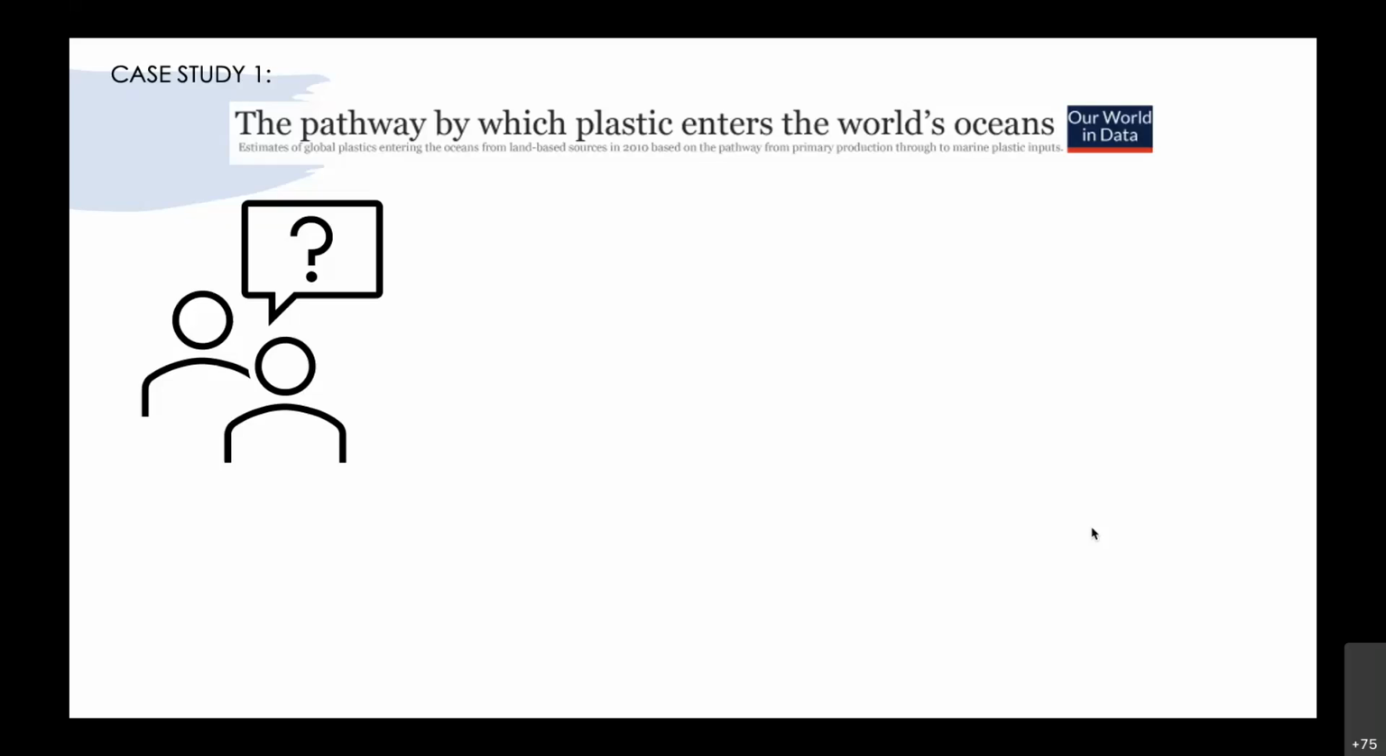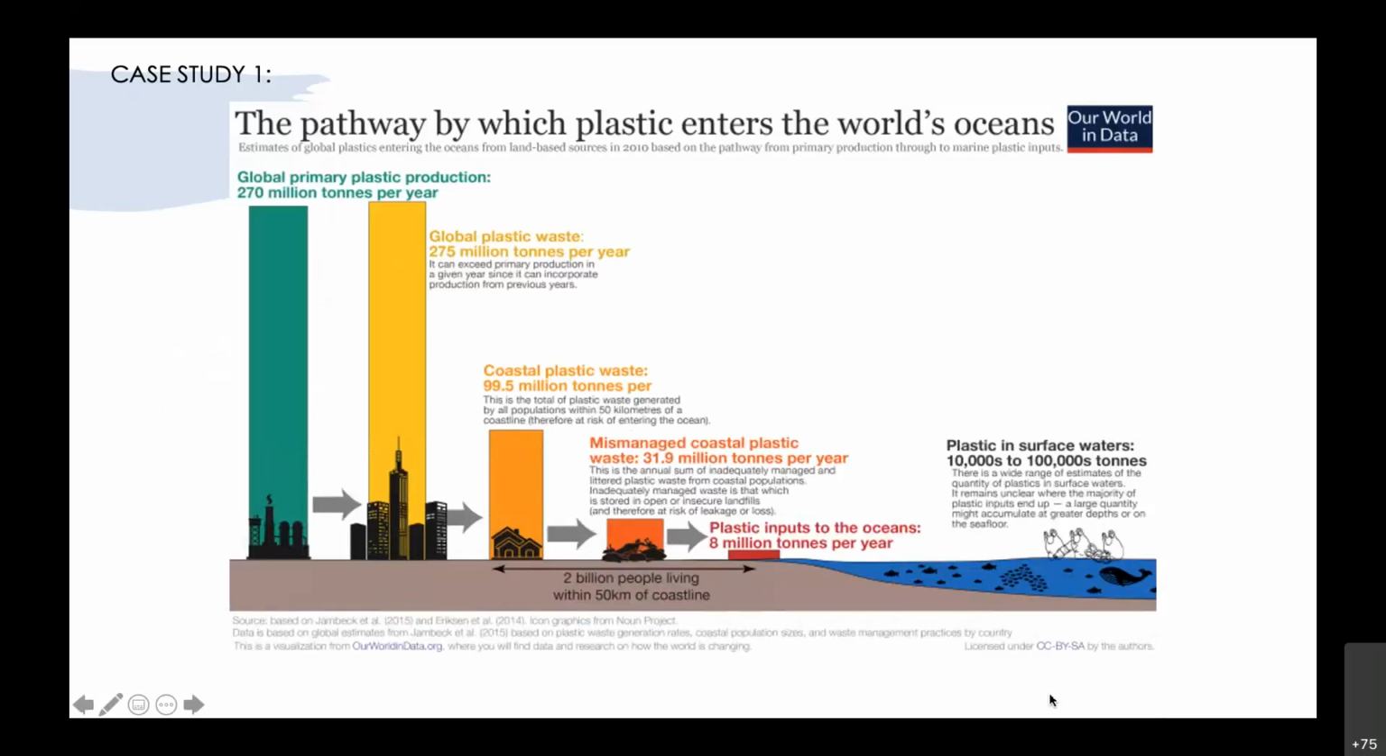So from the title, they actually have a diagram from Our World in Data. They say global primary plastic production is 270 million tons per year. This is data, so where do they get the data? Survey. Yes. So how do they do a survey?